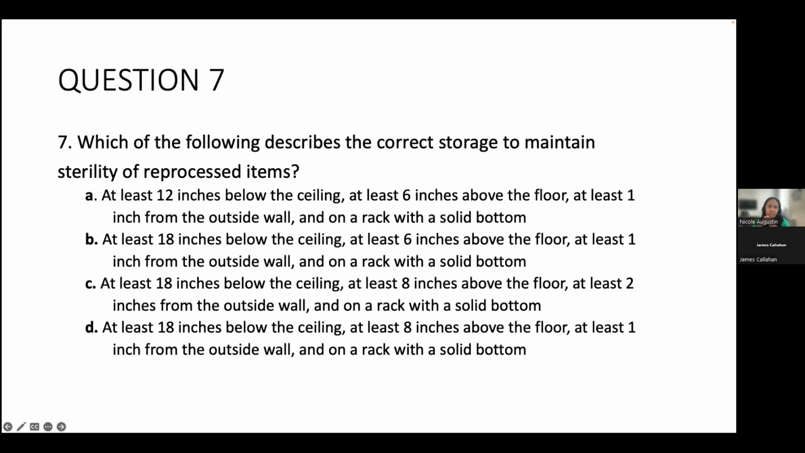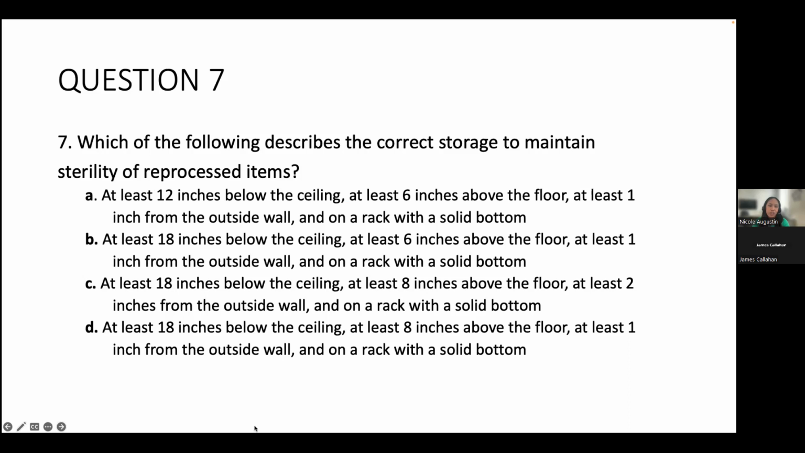Correct storage to maintain the sterility of reprocessed items. Hopefully you guys remember my table and are able to answer this question. A, at least 12 inches below the ceiling and at least 6 inches above the floor, at least 1 inch from the outside wall and on a rack with a solid bottom.